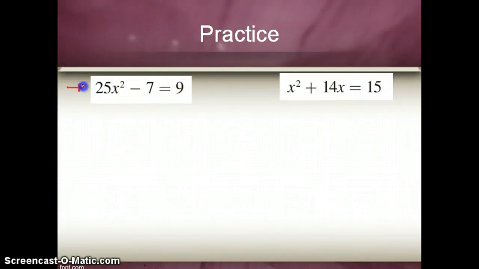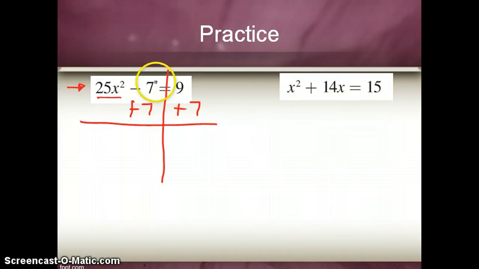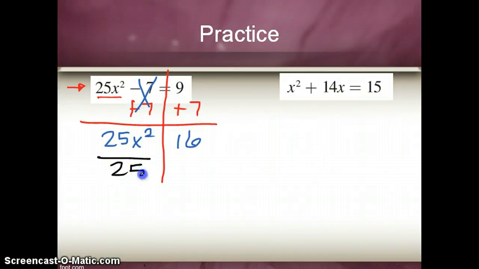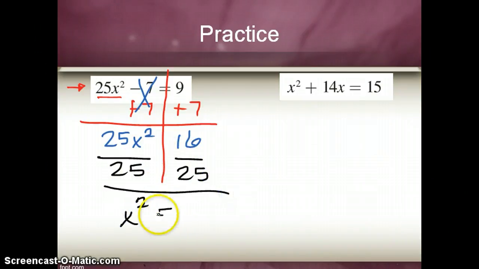The first one I have is just a regular old equation where there's no greatest common factor. X squared is not by itself, so I can't complete the square. So I'm just going to solve this. And in order to solve it, I just start solving it like an equation. So I have my left and my right side, and I'm going to add 7 to both sides. This will cancel out, and so I'm left with 25x squared on the left and 16 on the right. Well, then I can divide by 25 because my goal is to get that x squared by itself. So I have x squared equals 16 over 25.